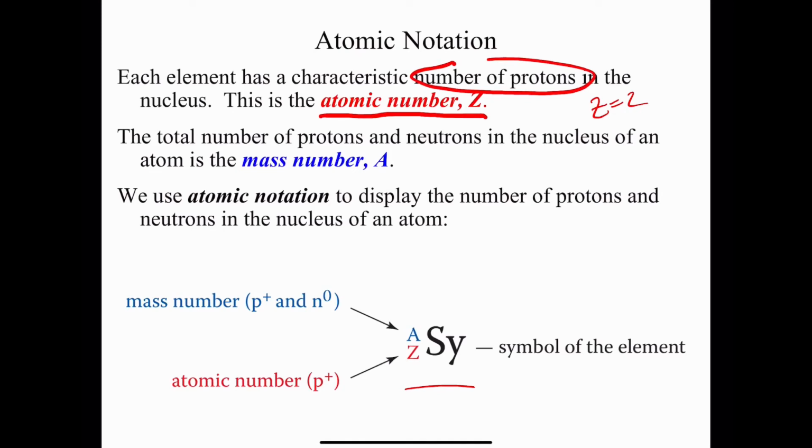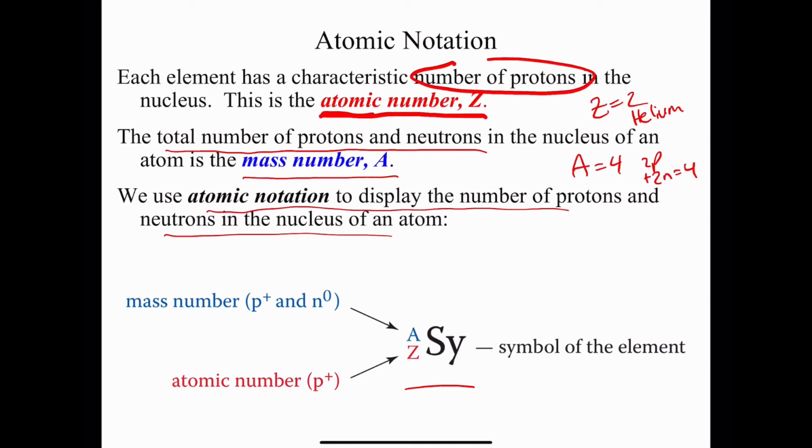So if I said Z equals 2, I must be talking about helium, because I was just telling you how helium has 2 protons in the nucleus and 2 neutrons in the nucleus. So the number of protons in the nucleus is your atomic number. The total number of protons and neutrons together is called the mass number, and we'll use a capital letter A. So for our helium example, where it's 2 protons, 2 neutrons, we would say A equals 4, because it's 2 protons plus 2 neutrons. So we'll use atomic notation to display the number of protons and neutrons in the nucleus of an atom. The number on top is your mass number, protons and neutrons together, and the number on the bottom is just the number of protons.